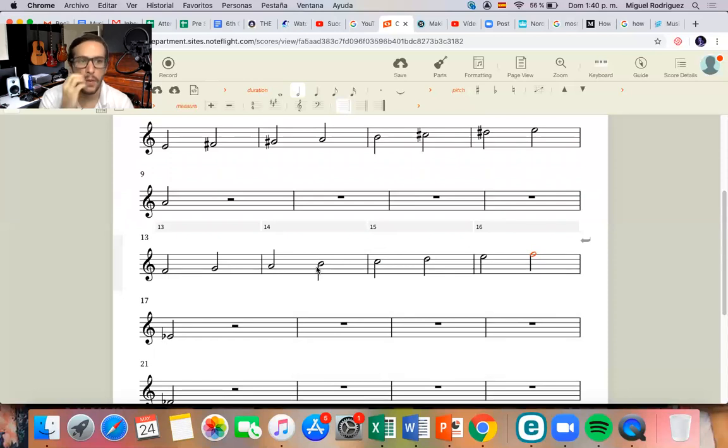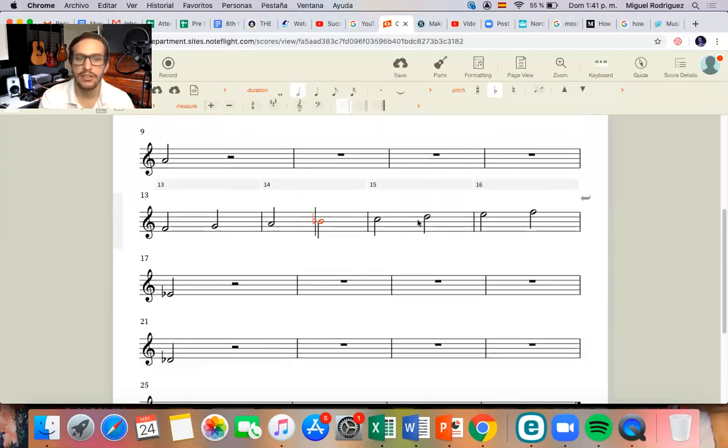From A to B, we need a half step. But no, we have a whole step. So we cannot make this sharp because that would make it even bigger than a whole step. We need to make it smaller. So what do we do to make it smaller? We put flat. So now between A and B flat, we have a half step. Okay, let's continue. From B flat to C, we need a whole step. And we have a whole step, so we leave it like that.